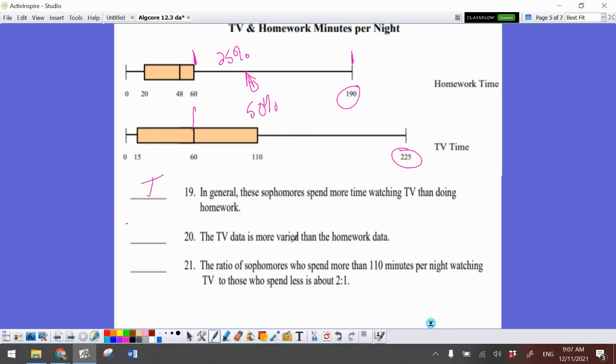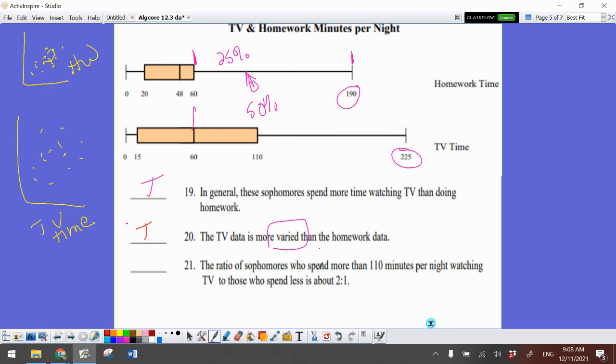The TV data is more varied than the homework data. Well, this comes down to the size of the box. The more scattered the data is, okay? So we said the smaller the box plot and the smaller the whiskers, the tighter the data is together. So this box plot would have data that is more spread out, okay? So this is the TV time. This is homework. So that is true. There is definitely more variation in the TV time because that data is more spread out. The box and whisker plot is bigger, okay?